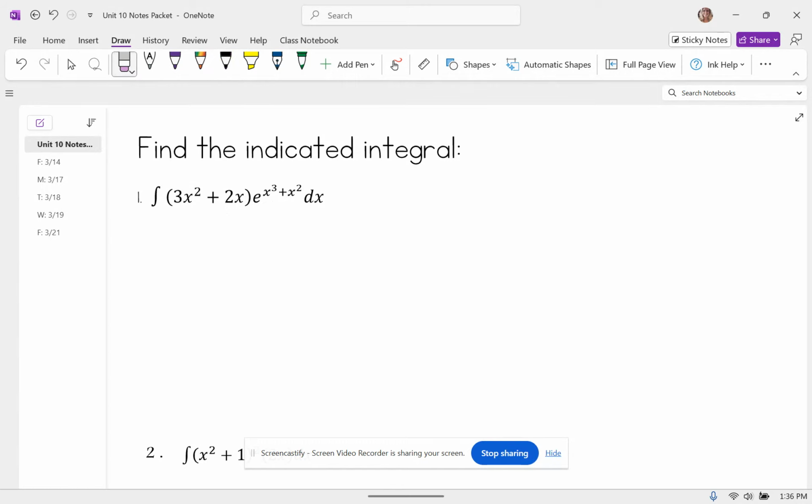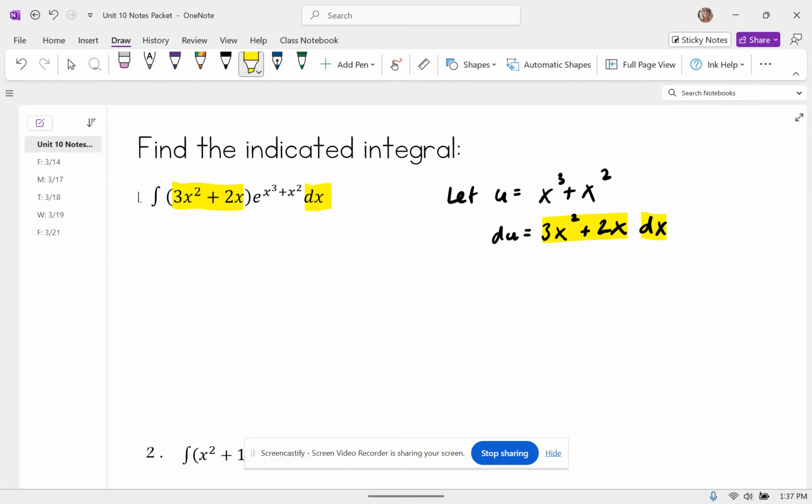So, I'm going to let u equal x to the third plus x squared. So when I find du, that was the exponent of e. Check it out. When I take the derivative of x cubed plus x squared, I get 3x squared plus 2x dx. Is that not this and this? That's what I mean by look for u such that u's derivative is also present. Because now the du is going to encompass so much extra stuff.